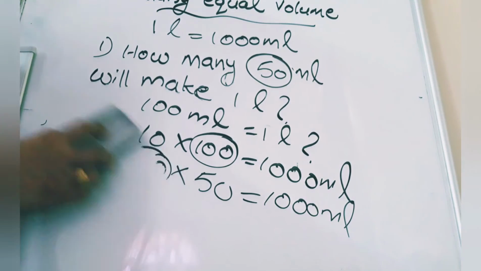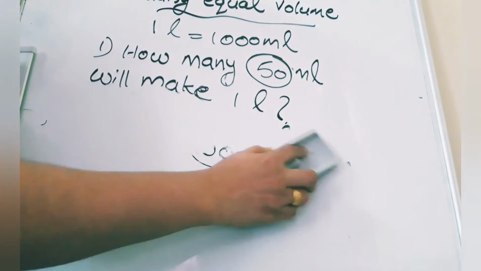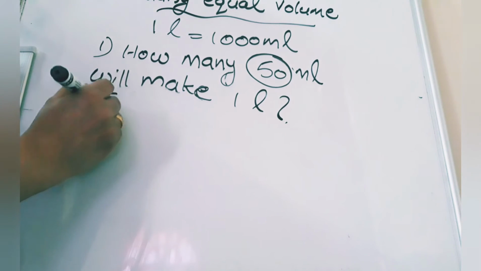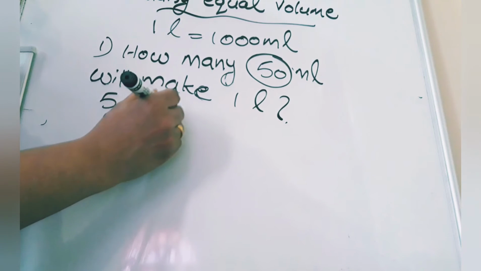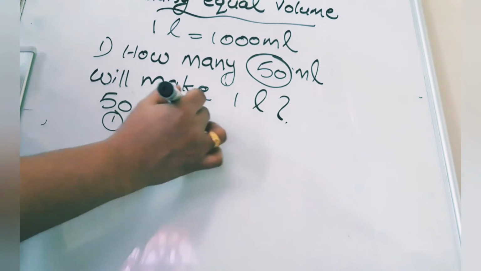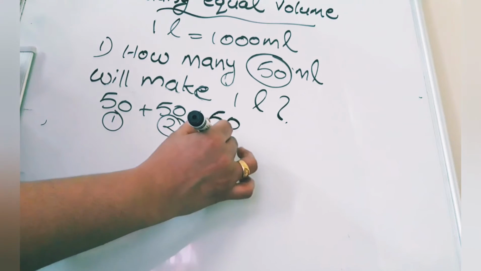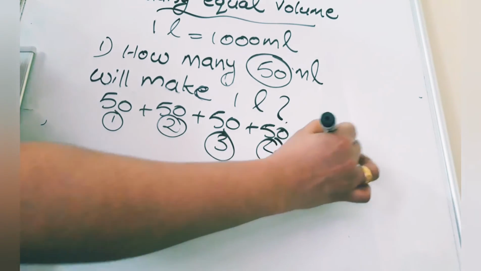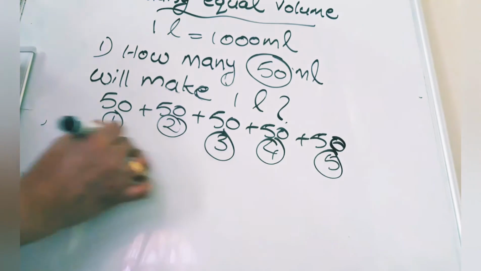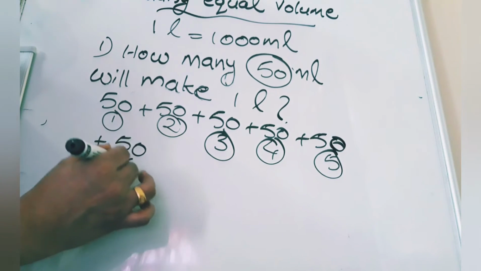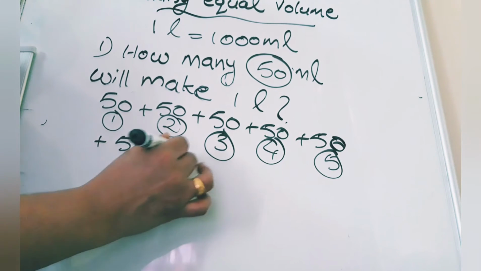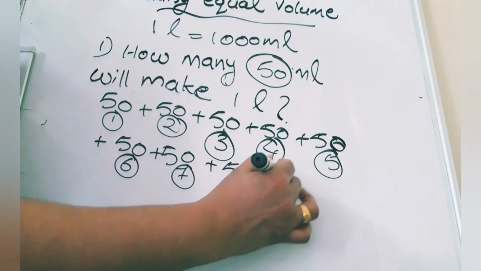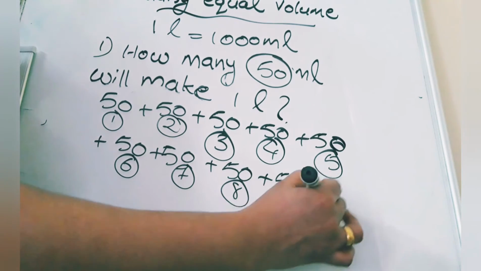But this can also be done in the mind. Those who are not able to do it in the mind, do write the steps and do 50 plus 1 time. Okay. 50 plus 2 times. 50 plus 3 times. 4 times. 5 times. 6 times. 7 times. 8 times. 9 times. 10 times.